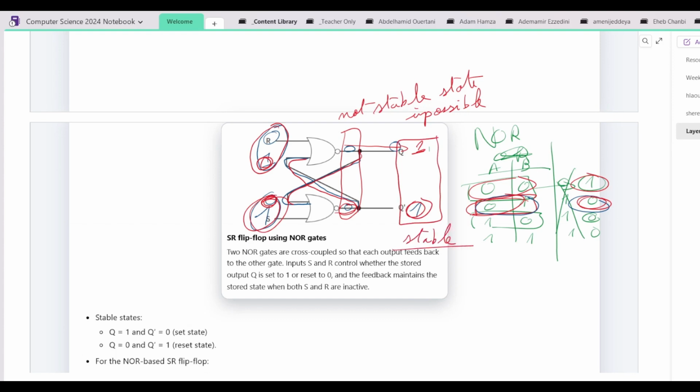Stable means even if we repeat feeding one more time, like again 1, 1 NOR 1 will stay 0. And even if we feed this one more time, as we said, 1 1 will stay 1.